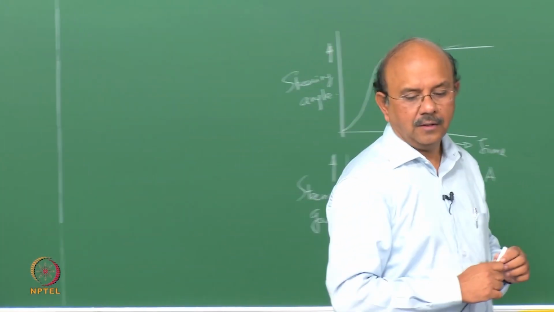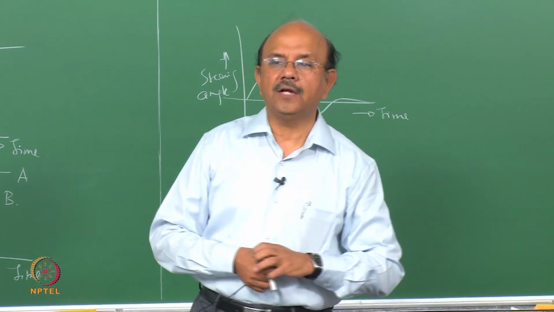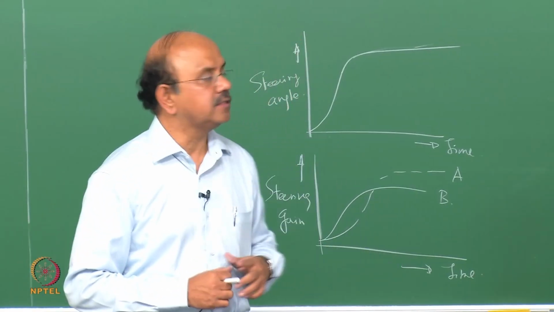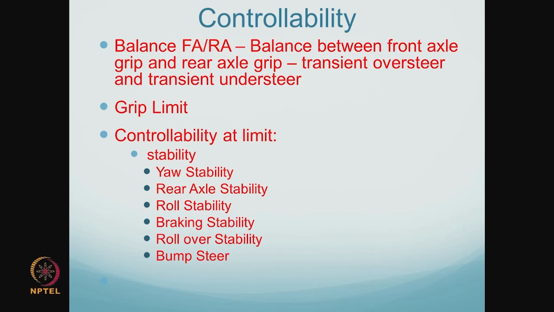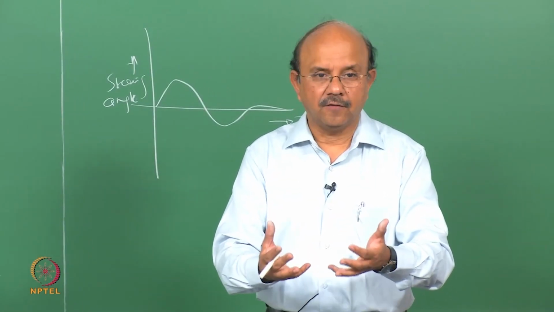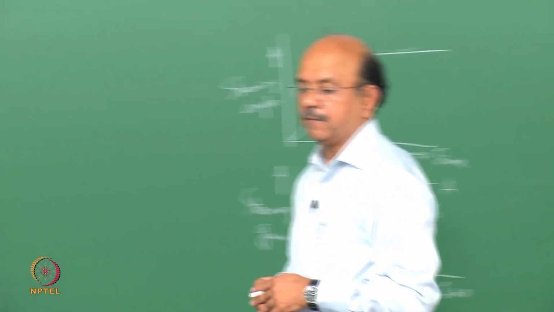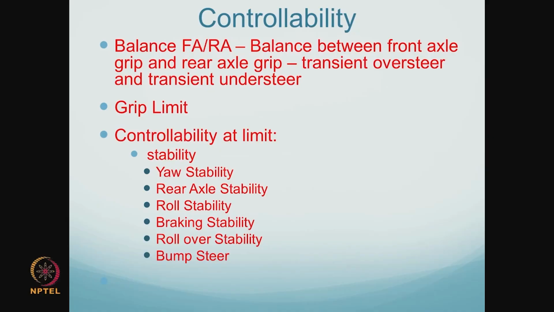Okay. So usually when we say controllability, we are looking at the limit of the grip. I'm going to go a bit fast in this. In other words, we are looking at the stability of the vehicle at the limits. At the limits, I'm going to lose the grip, or I've almost lost the grip, or I've lost the grip. How does my vehicle behave? This is the condition, at the limit conditions. The first thing under these conditions that you look at is what is called yaw stability.